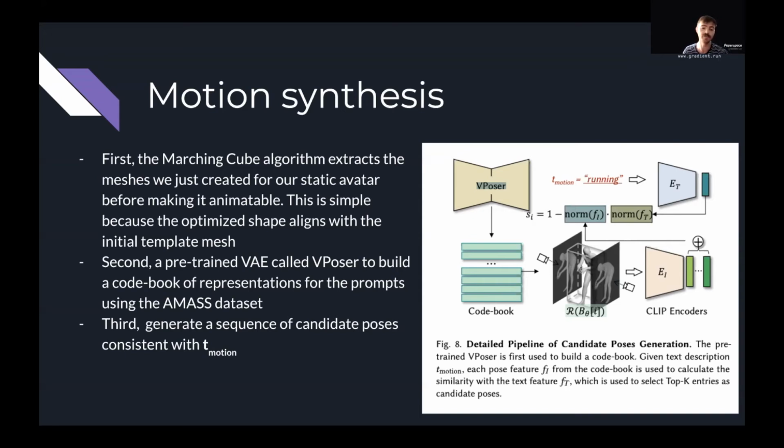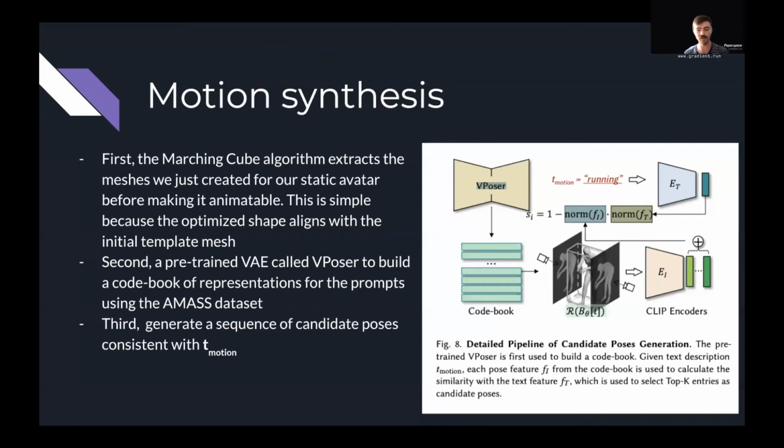Second, a pre-trained variational autoencoder called VPoser is used to build a codebook of representations for the prompts using the AMASS dataset. The AMASS dataset basically is a collection of different poses that people can go through. So this codebook is a representation of different poses grouped together.